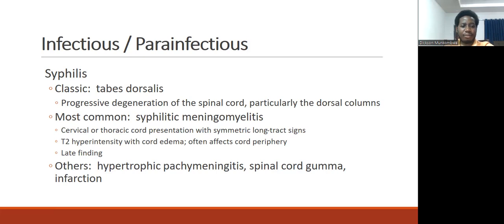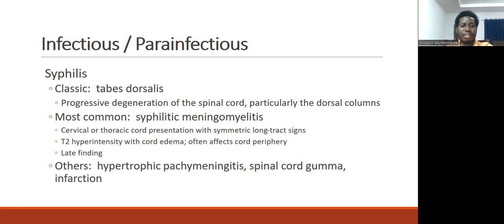Syphilis, of course, is an old foe, which is well known and classically described. And with the spinal cord, we tend to focus on disorders like tabes dorsalis. This is where there's progressive degeneration of the spinal cord, particularly of the dorsal columns. Then the most common form of spinal cord syphilis infection is syphilitic meningomyelitis. This is where it affects the meninges around the spinal cord, and also inflames the spinal cord itself.